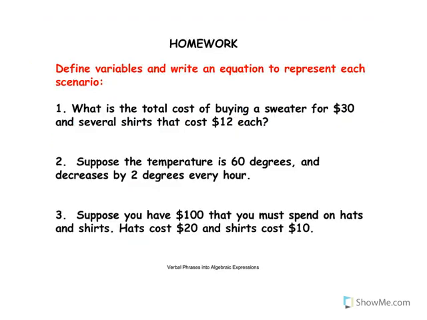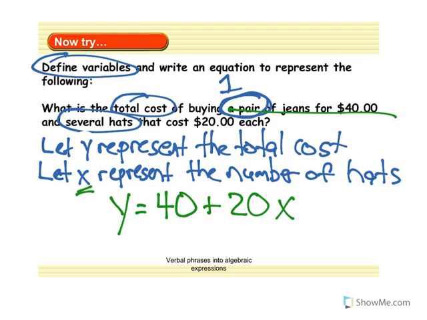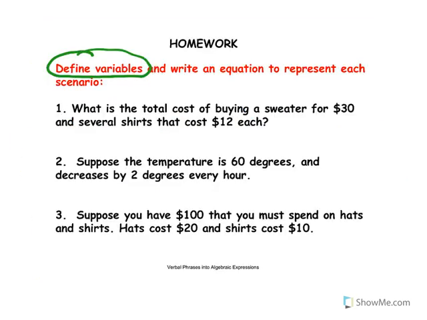All right, guys, so this is your homework. For each of these defined variables, you do not have to copy the questions. But what I want to see is I want to see this for each of them. There's only 3 of them. So just to get you started on the first one, right? What is the total cost of buying a sweater for $30 and several shirts that cost $12 each? That's very similar to the one we just did.